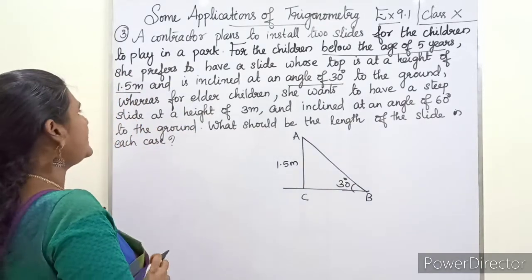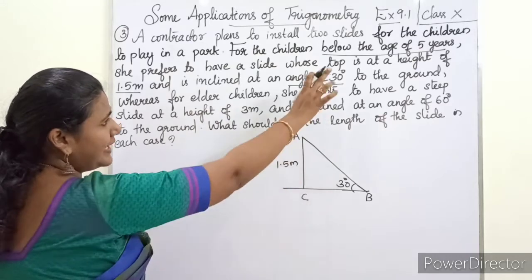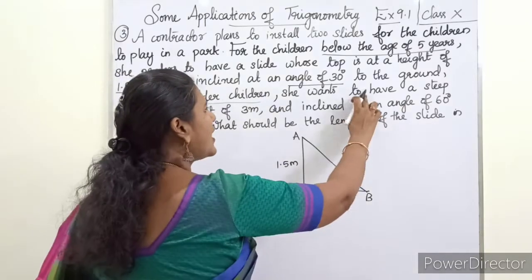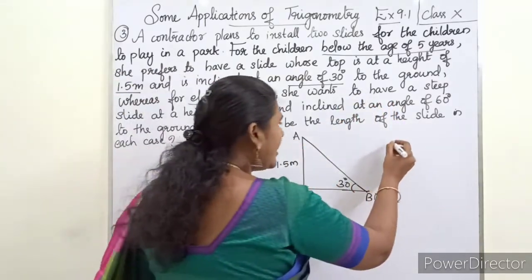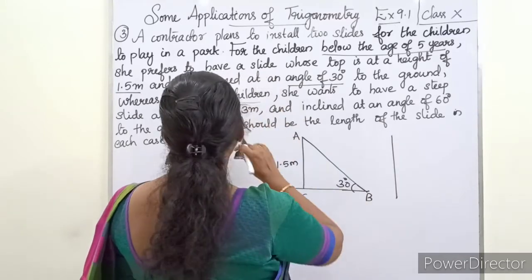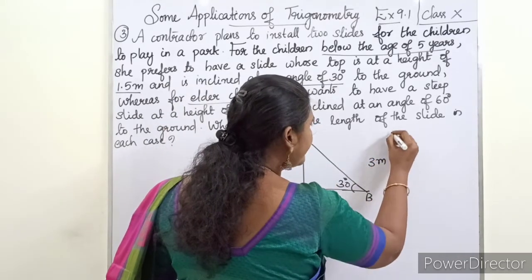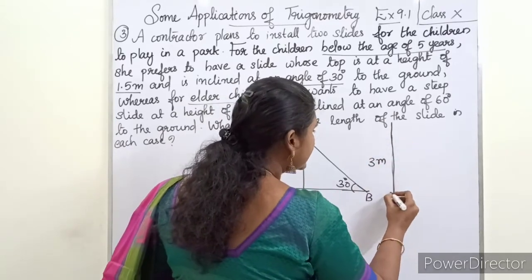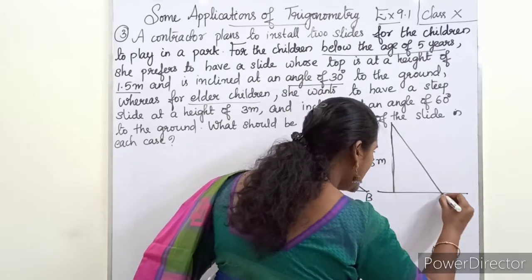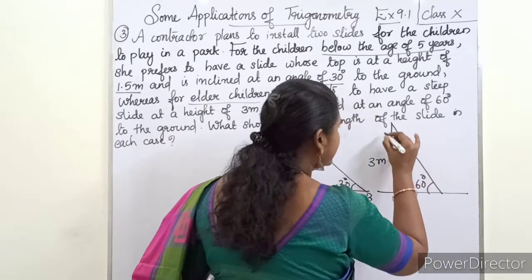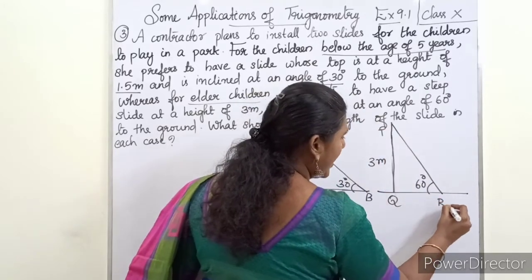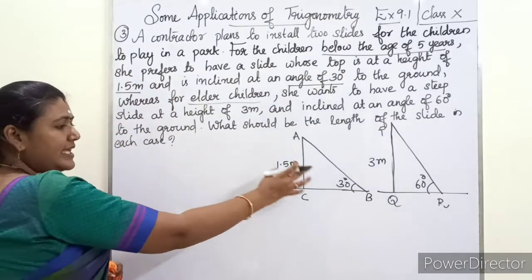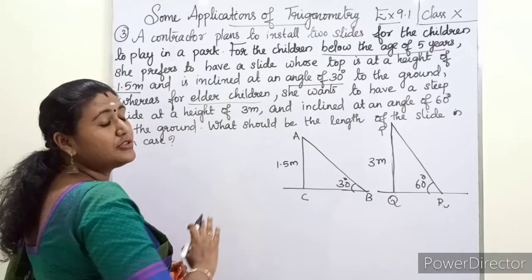And the second case is for elder children, and she wants to have a steep slide. So here the height of the second slide is 3 meter from the ground, and the angle is 60 degrees. So this is a steep slide. We will name this as PQR. So here PR is the slide. What we have to find is, in each case, the length of the slide.